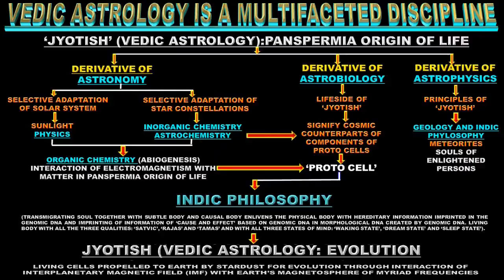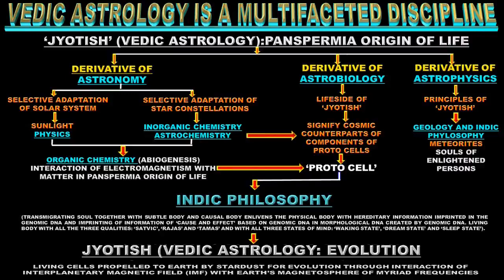Vedic astrology is a multifaceted discipline. Here, Jyotish, Vedic astrology and panspermia origin of life. We find it is a derivative of astronomy and a selective adaptation of solar system and selective adaptation of star constellations for its studies. The adaptation of solar system is the sunlight coming in physics. The selective adaptation of star constellations constitutes inorganic chemistry, that is astrochemistry. The whole thing is organic chemistry, abiogenesis, interaction of electromagnetism with matter in panspermia origin of life, leads to protocell.